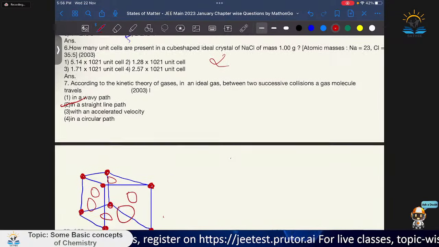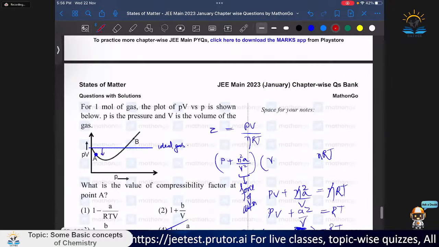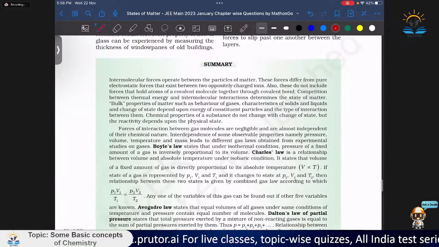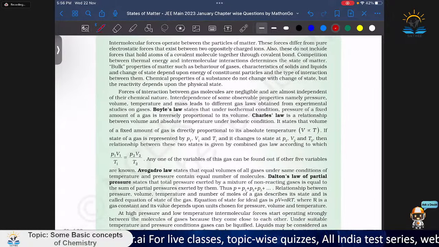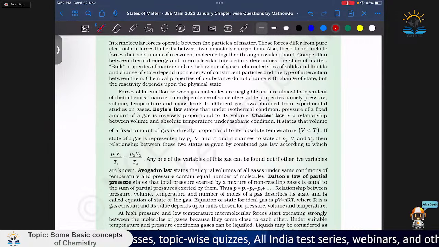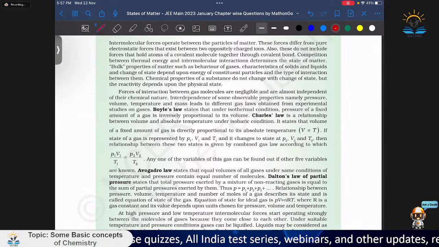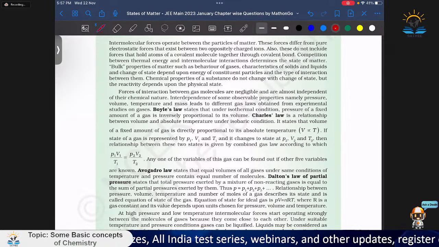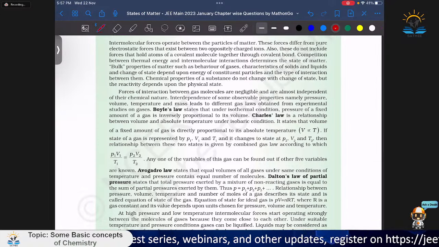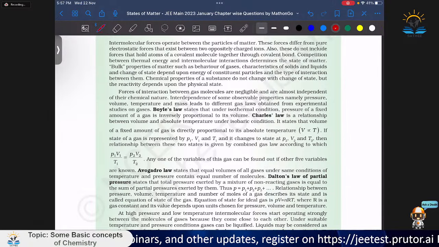All right. So we have finished all the questions. We will move on to the summary of the chapter to revise what we have learned. Okay. Intermolecular forces operate between the particles of matter. These forces differ from pure electrostatic forces, and they also do not include forces that hold atoms of covalent molecule together through covalent bond. They are intramolecular. Competition between thermal energy and intermolecular interaction determines the state of matter.